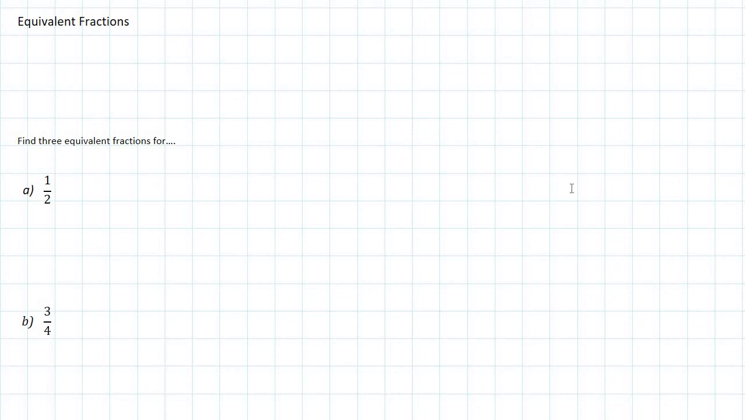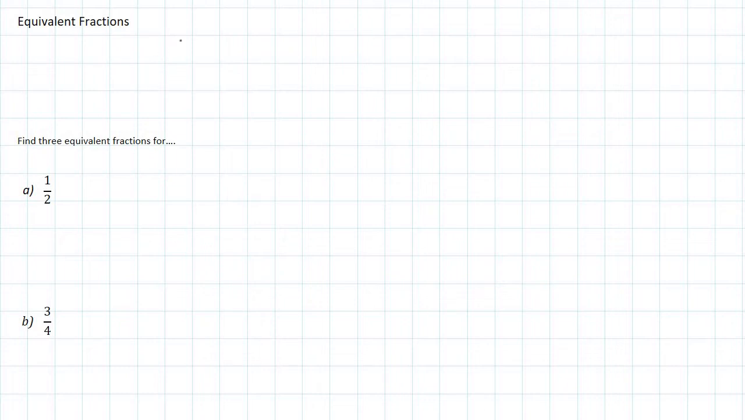We're going to have a look today at equivalent fractions. So if two things are equivalent, that means they're the same. So you're writing fractions that are the same as other fractions, okay? So in the first one, it's asking for 3 equivalent fractions for a half.